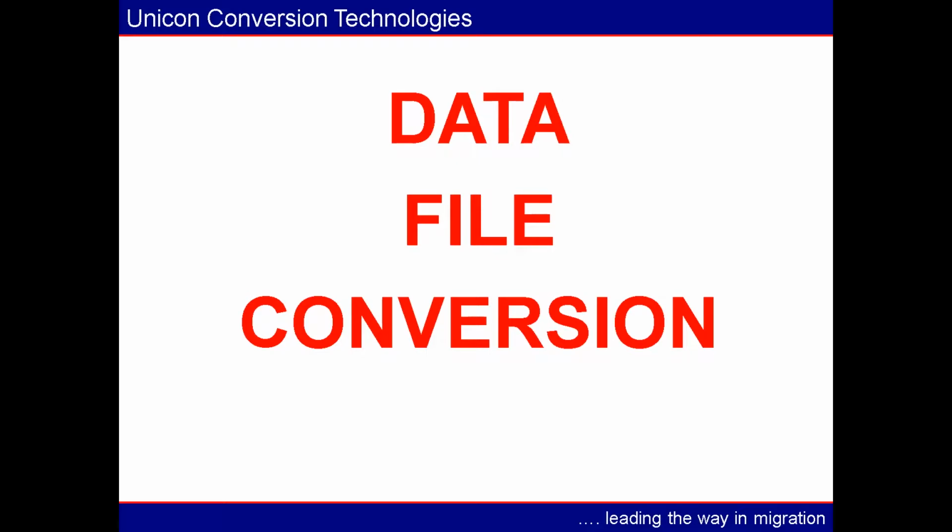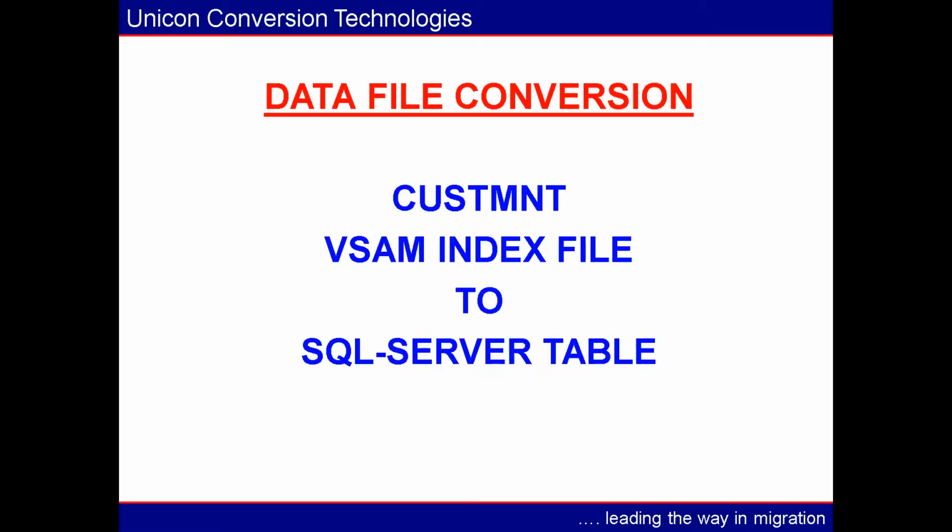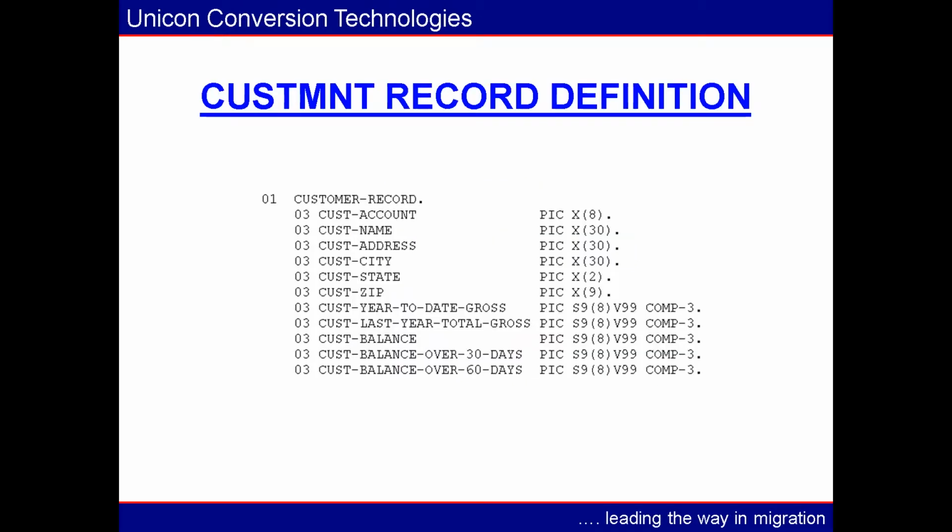So let us first look at the conversion of the data file. The custmate VSAM index file is to be migrated to become a SQL Server table. This is the record format for the records in the customer master file. The index key is the cust account field.